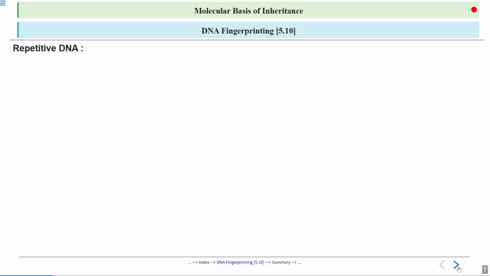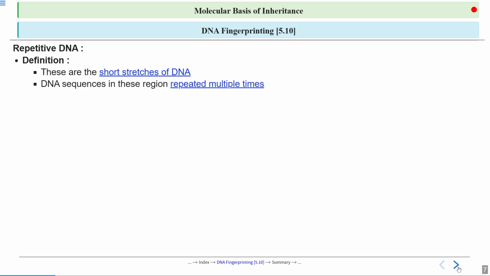So now let's come to repetitive DNA. Now we have to understand what repetitive DNA is. We are studying this because it forms the basis of DNA fingerprinting. So what is repeated DNA? These are short stretches of DNA in which the DNA sequence is repeated multiple times. That is repetitive DNA.